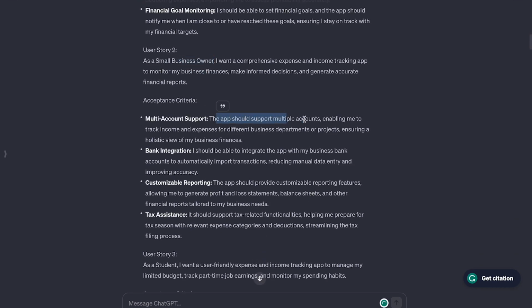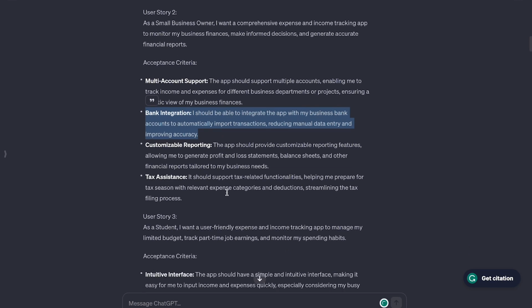So the app should support multiple accounts. Now, of course, Fold Money already does this. And this is more of a product feature, and this has nothing to do with design as such. So we can ignore this. Bank integration, of course, this is how Fold Money works. So this is also not relevant.